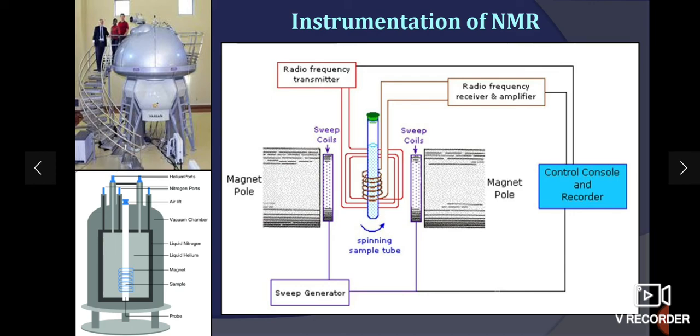The sample must be taken in liquid form. Any solid sample should be soluble in DMSO, acetonitrile, or carbon tetrachloride, and the liquid form should be taken in the sample tube, which is placed between the two bar magnets. Then the radio frequency is applied to the sample tube. Then we can record the NMR spectrum.